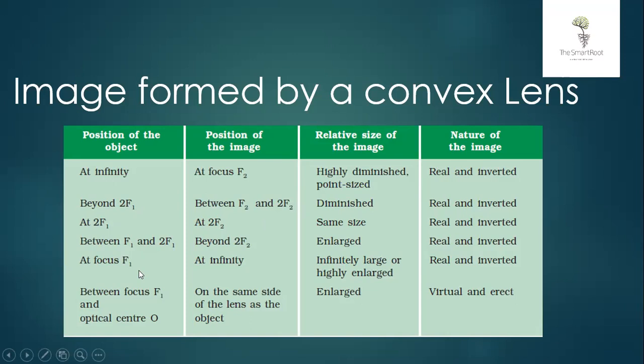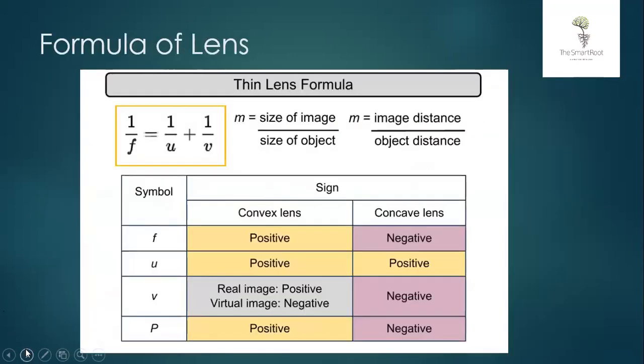And again, if the object is at the focus, the image is formed at infinity. So it is infinitely enlarged or highly enlarged. Between focus and the optical center, the image is enlarged when compared to the object. So this is about the two different lenses.